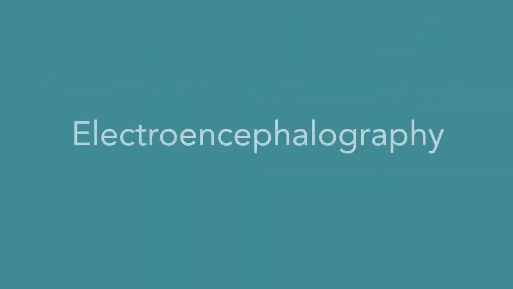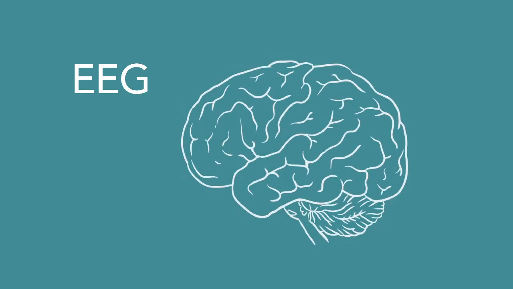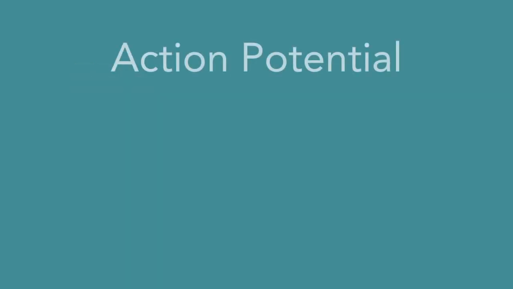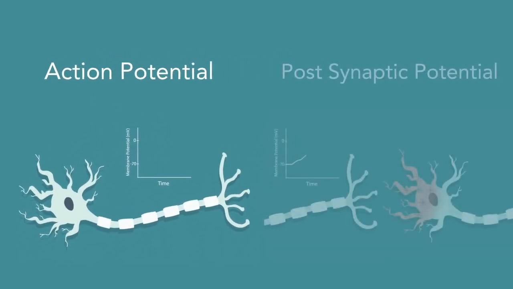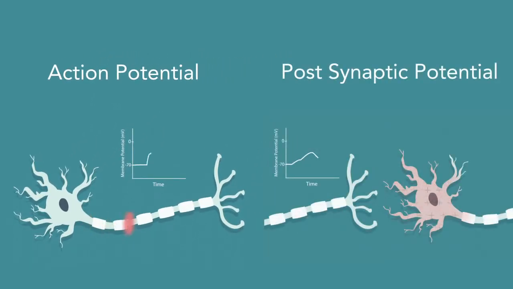The goal of electroencephalography, EEG, is to measure the activity of the brain. However, it can be confusing to figure out what exactly EEG is measuring. Action potentials are the building blocks for electrical signaling in the brain. However, they are not what EEG actually records. Instead, the longer, slower postsynaptic potentials are better able to be picked up by the sensors.